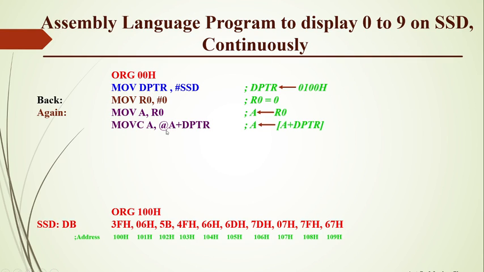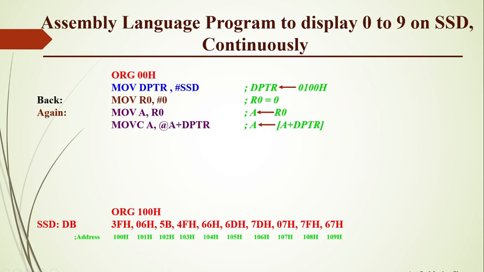Next, MOVC A, @A+DPTR. In this instruction, MOVC is used to access the code memory. Here @A+DPTR is nothing but the pointer, and the address is generated by the addition of the content of the accumulator and the content of DPTR. The content of DPTR is the starting address of this array, that is 100H, and the content of the accumulator is 0, as R0 is 0. So the addition of these two is 0 plus 100H, that is 100H.